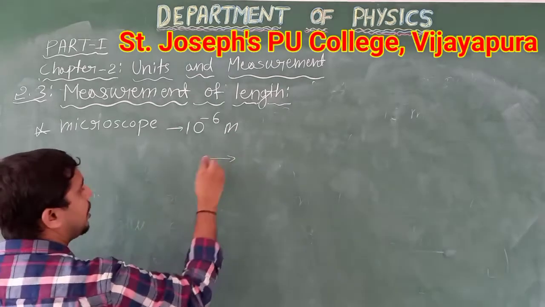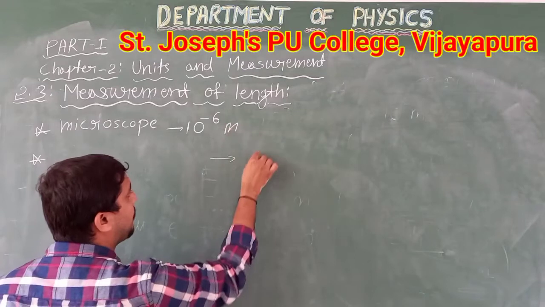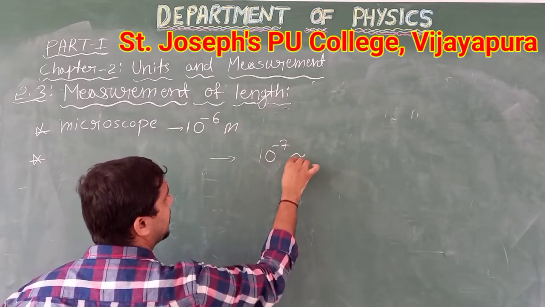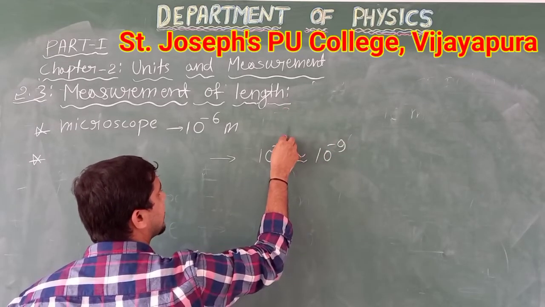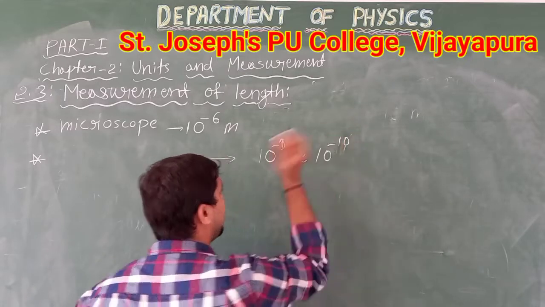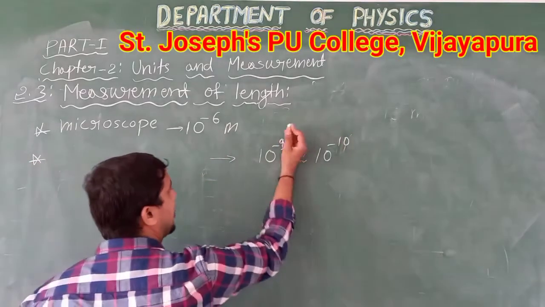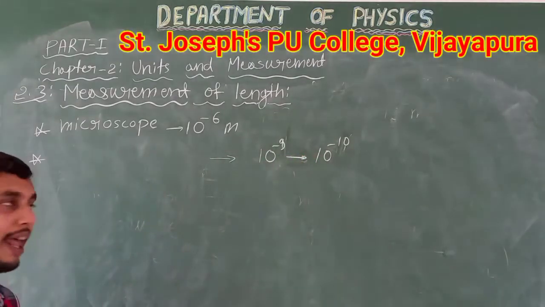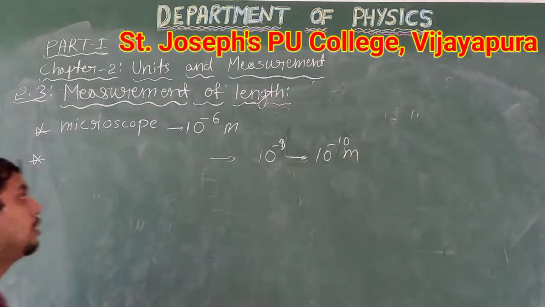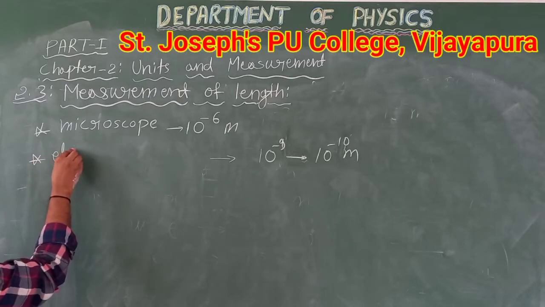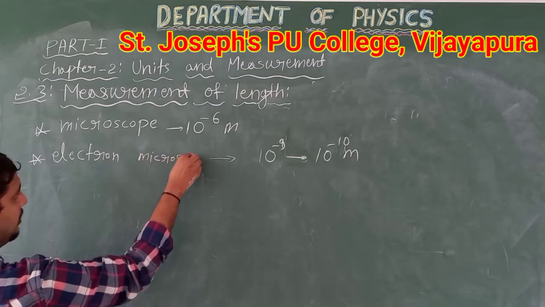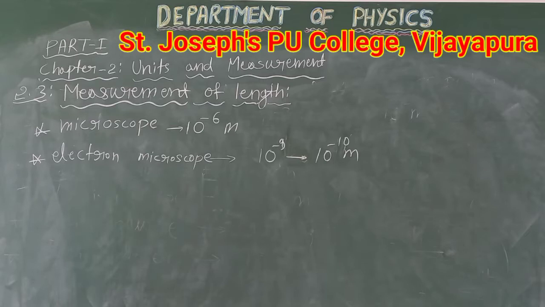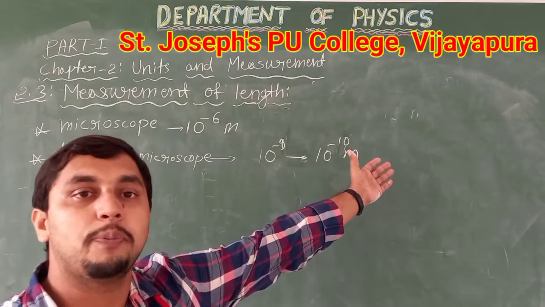And if the order of measurement is lesser than 10 to the power of minus 6, that is 10 to the power of minus 7 to approximately 10 to the power of minus 9 and minus 10, the order of measurement is from 10 to the power of minus 9 meter to 10 to the power of minus 10 meter. We'll go for measuring the length by using an electron microscope. An electron microscope is a device used to measure length, particularly in the order of 10 to the power of minus 9 to 10 to the power of minus 10.